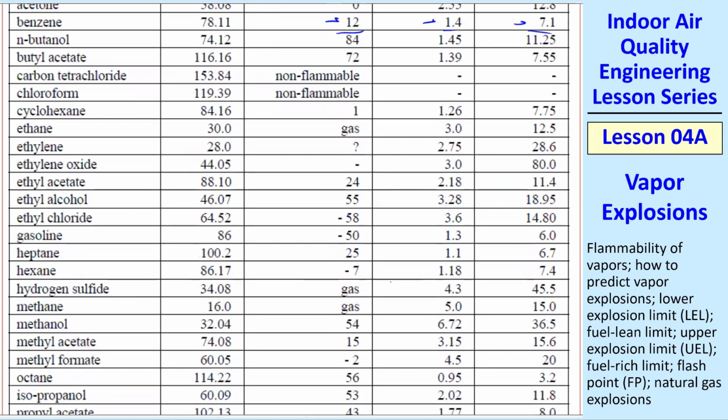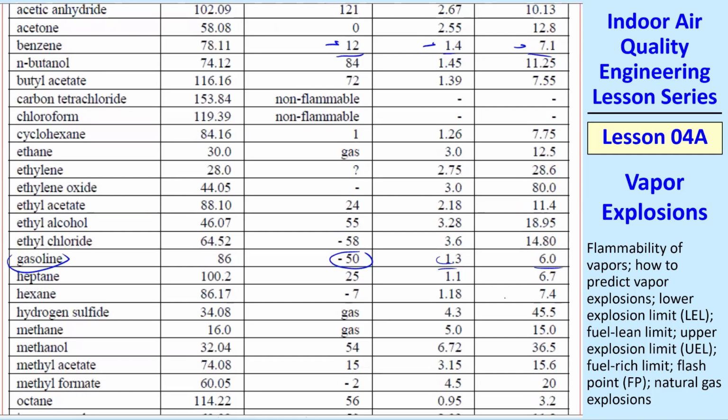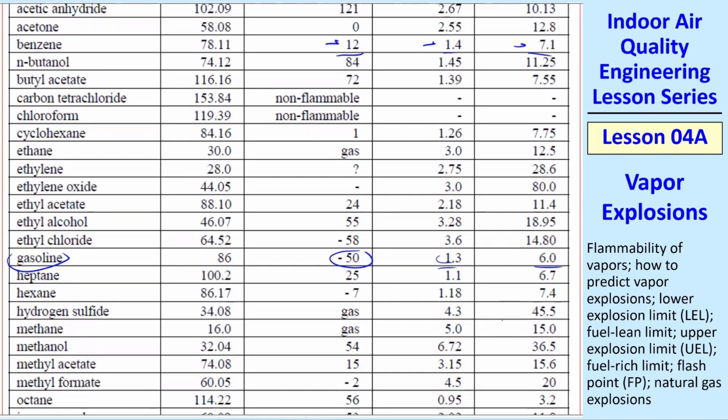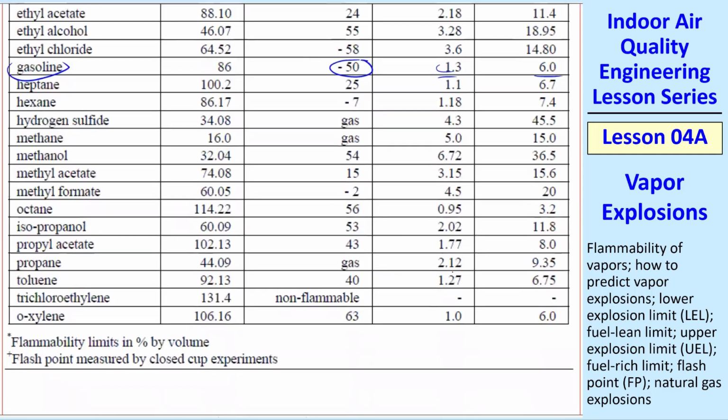We talked about gasoline, negative 50 degrees F, 1.3 and 6.0. So those are similar values to what we had with benzene. The negative 50 means if you're up in the Arctic and it gets below 50 degrees below zero, negative 50 degrees F, which would really be cold, you don't have to worry about your gas can exploding because it won't do it. So that's how these things work.